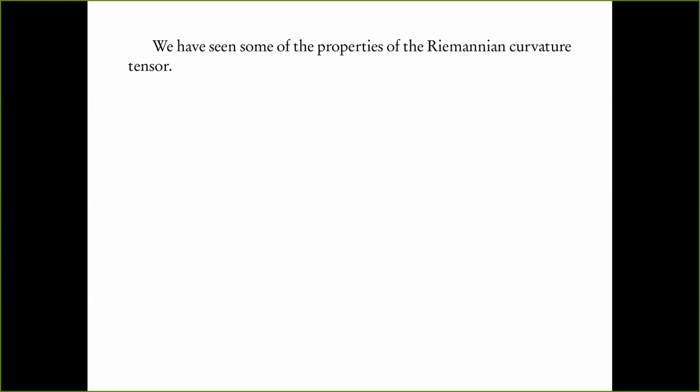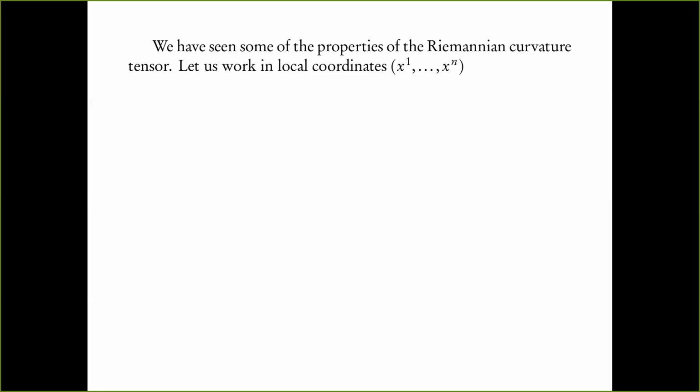So it had various properties. You can switch x and y, the sign changes. You can switch z and w, the sign changes. You can transpose zw with xy, the sign doesn't change. And there was a fourth property called the Bianchi identity. Okay. So let's revisit these properties in local coordinates.